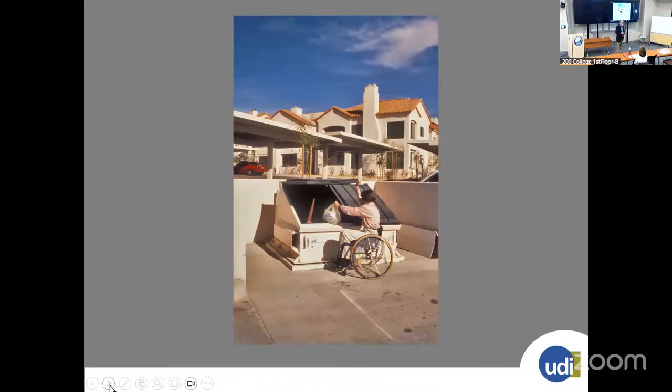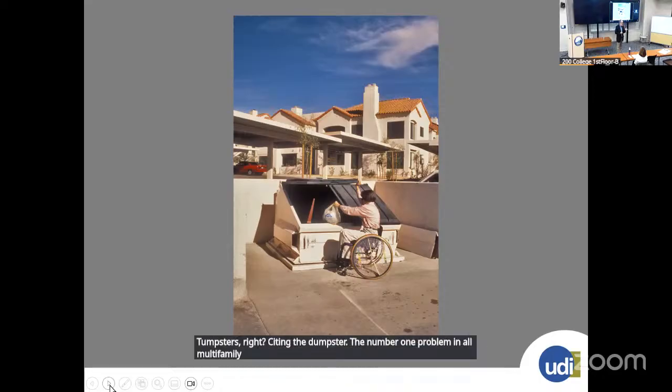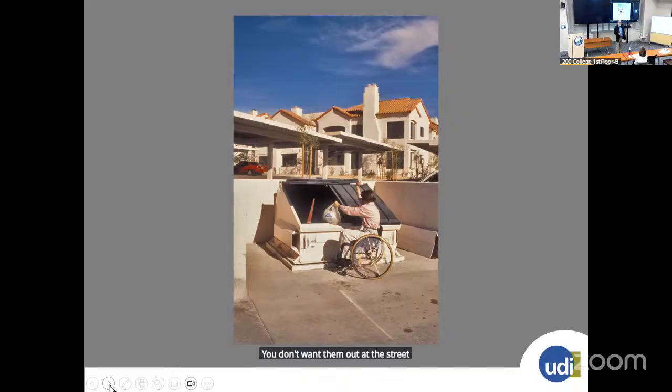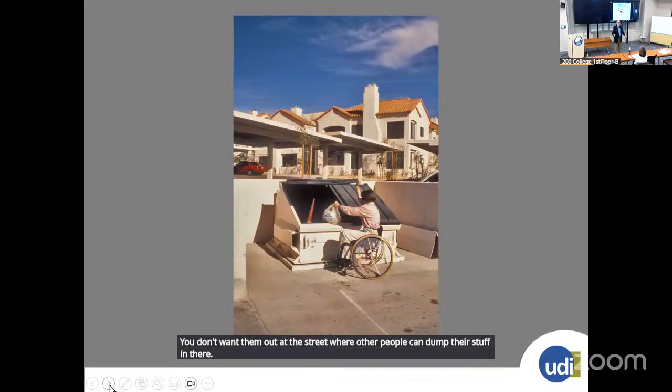Dumpsters, right? Siting the dumpster, the number one problem in all multifamily project development. We agree? I'm kidding. It's often a problem, right? Nobody wants them near them. You don't want them out at the street where other people can dump their stuff in there. You don't want those big trucks coming in. It's a real problem. And the accessibility is also an issue in many cases. Those squeaky doors that open and close are very difficult for a lot of people to use. My mom could never have used those things.